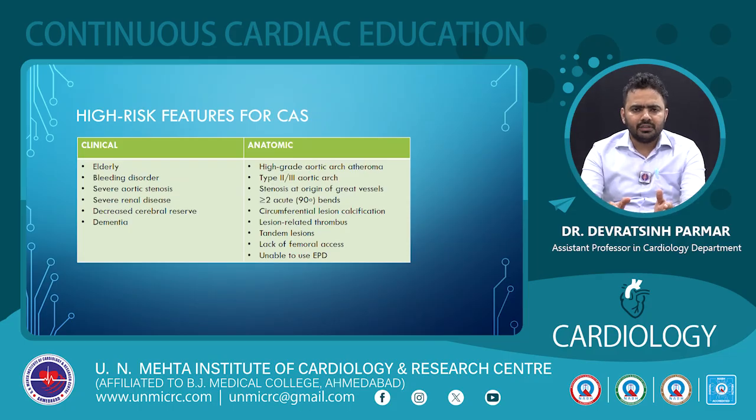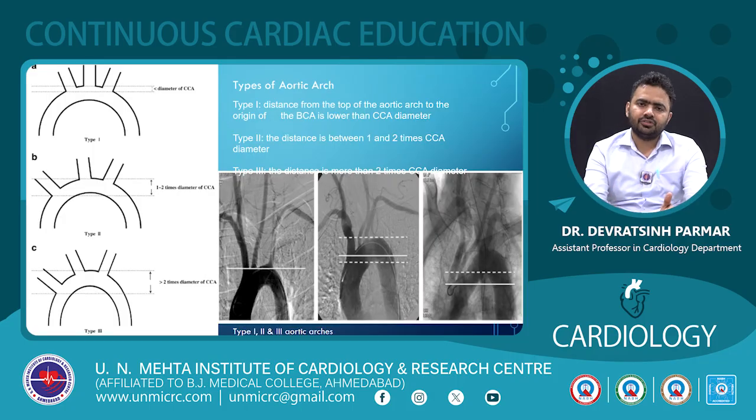Okay. Now there are certain high risk features when you are taking a patient for carotid artery stenting. It is both clinical and anatomical assessment. Clinically, if the patient is elderly, has a bleeding disorder, severe aortic stenosis, severe renal disease, decreased cerebral function, dementia. In the anatomy, if the patient has a high aortic arch, type 2, type 3 aortic arch, stenosis at the origin, more than 2 acute angle, circumferential calcification, tandem lesion, lack of femoral access, or inability to use an embolic protection device.